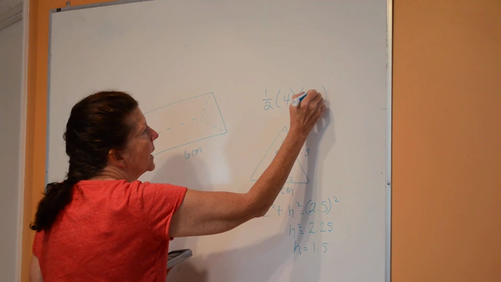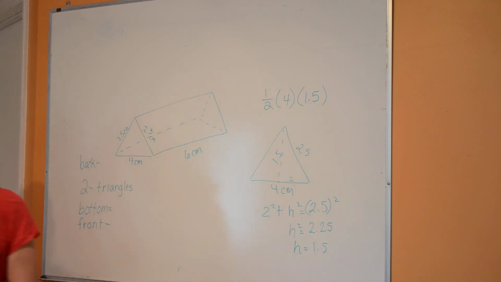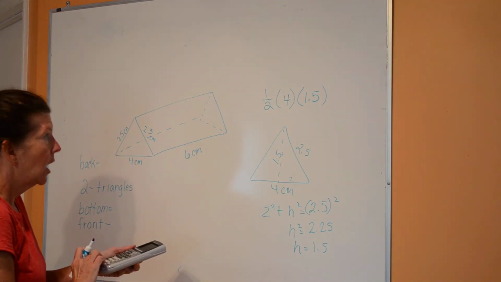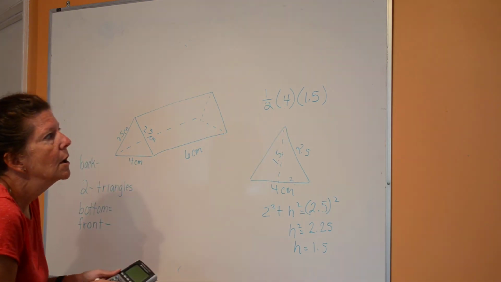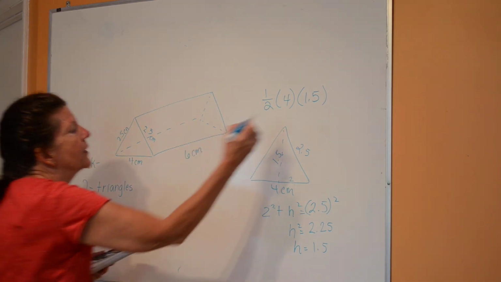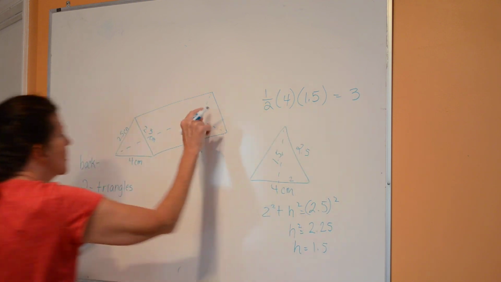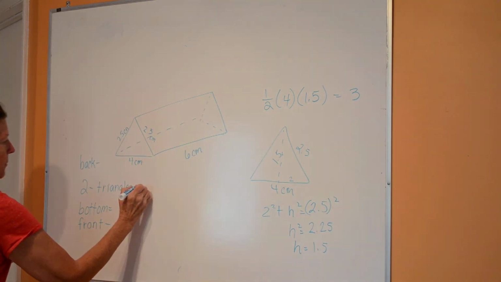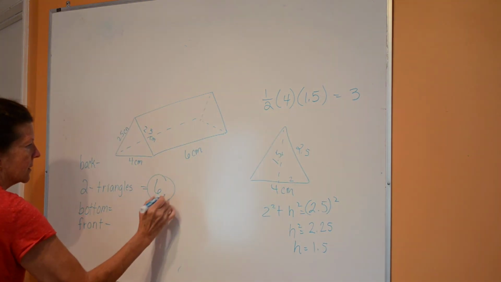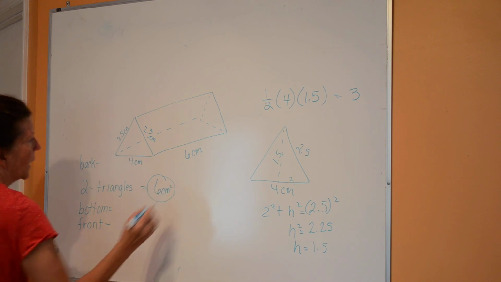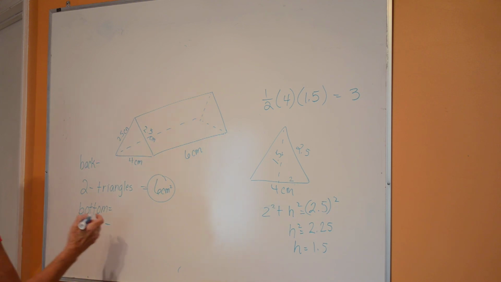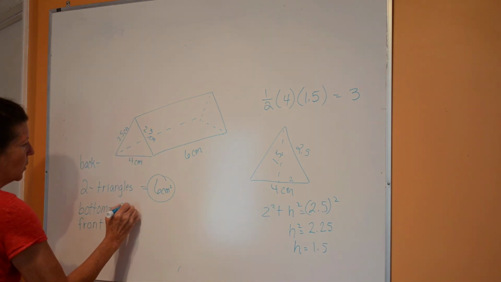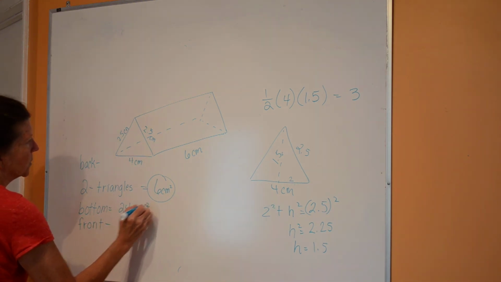So I can put that right in that. All right, so I've got 2, because it's 1/2 times 4, which is 2. 2 times 1.5, so the area of my triangle is 3, but I have 2 of them. So that's 6, and it's centimeters squared. Then I have a bottom, which is 4 times 6. So the bottom is 24 centimeters squared.